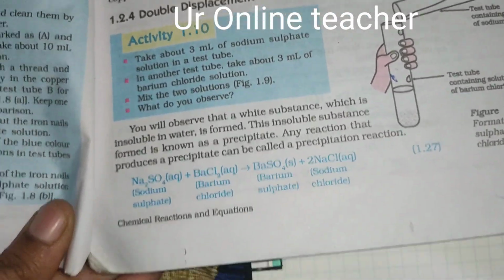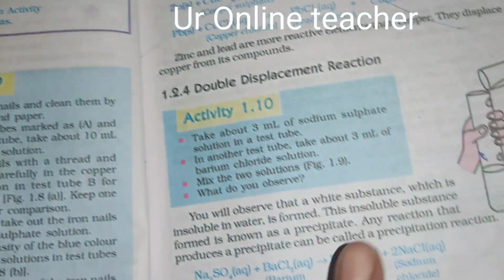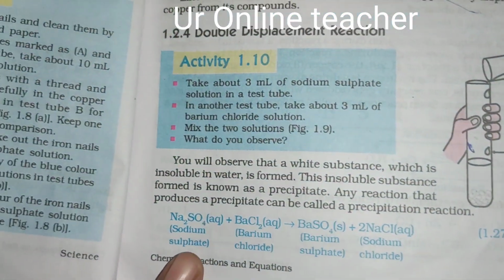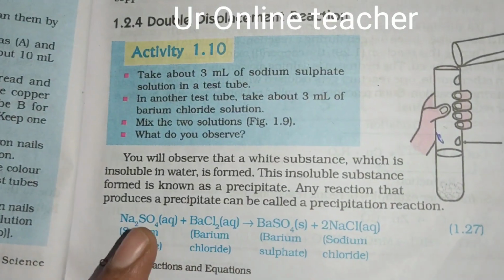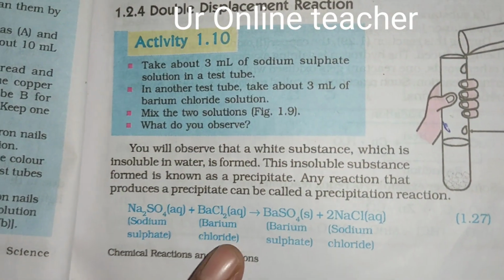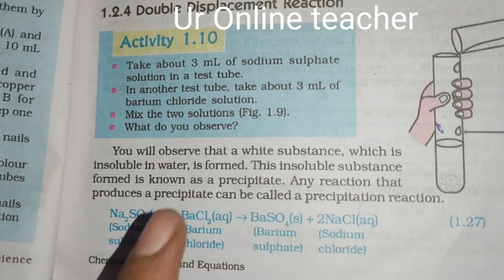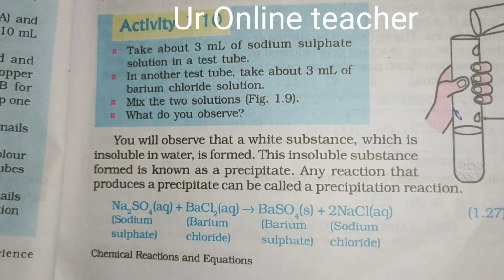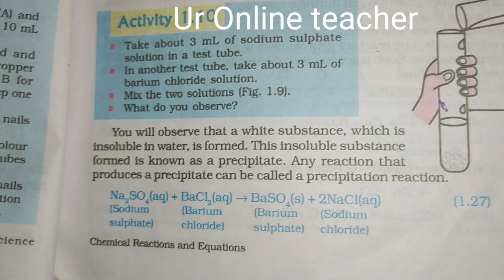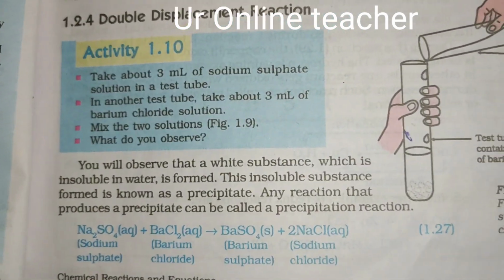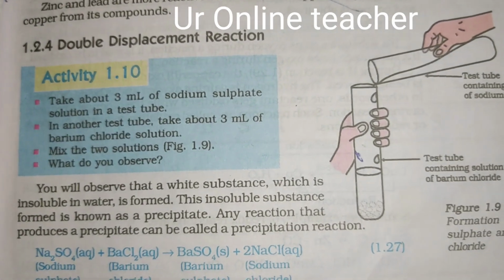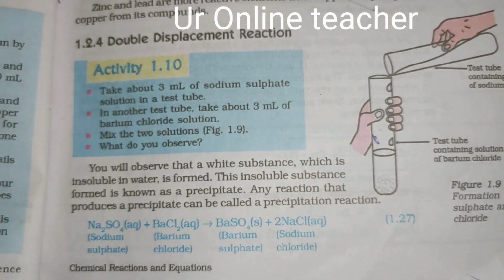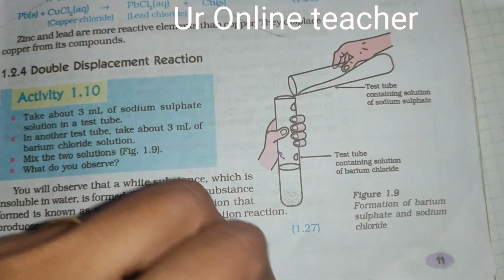Next is double displacement. In displacement there is only a single change of place. Here there is a double change of place. You will observe, see here, sodium sulfate plus barium chloride. When both the reactants react, in the place of sodium, barium is there, so barium sulfate, and in the place of barium, sodium is changed, so sodium chloride is formed. In this we will see a white substance which is insoluble in water is formed. It is called a precipitate. So we will say this reaction is a precipitation reaction, because a precipitate is formed in this.